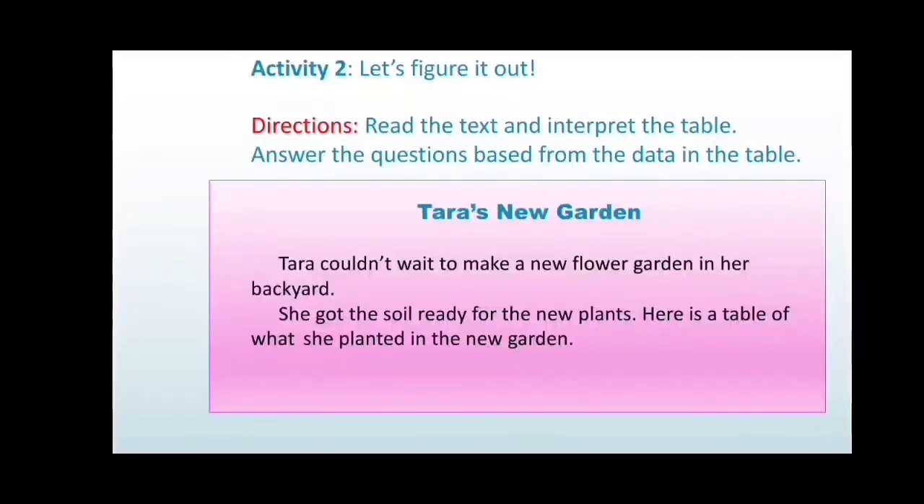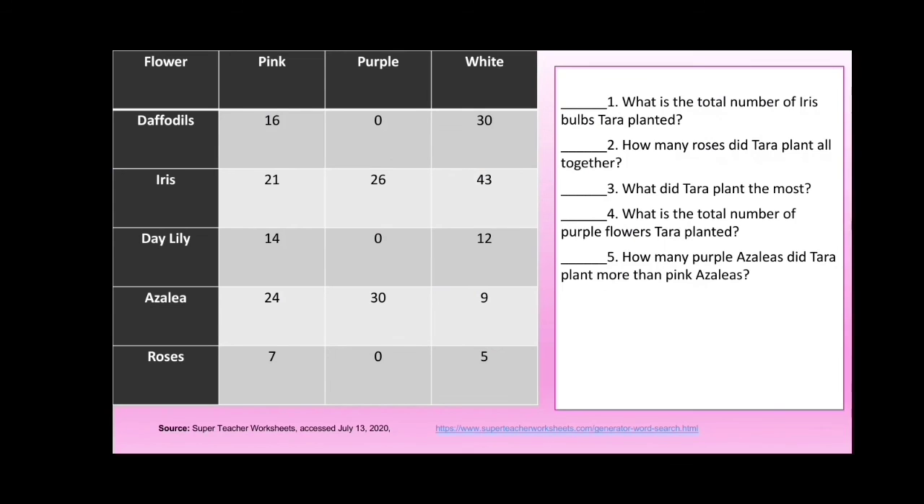Time's up. For this activity, read the text and interpret the table in the following slide. Answer the questions based on the data in the table. Let's read Tara's New Garden. Tara couldn't wait to make a new flower garden in her backyard. She got the soil ready for the new plants. Here is a table of what she planted in the new garden. Continue to answer the questions and you will be given 5 minutes to do this activity. You may pause the video for a while, then replay it when you're done answering.